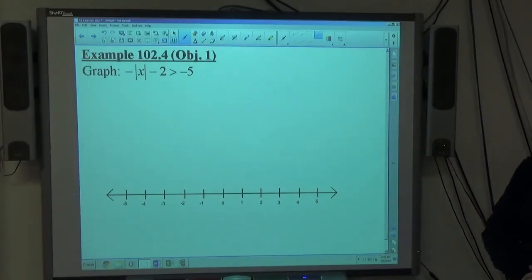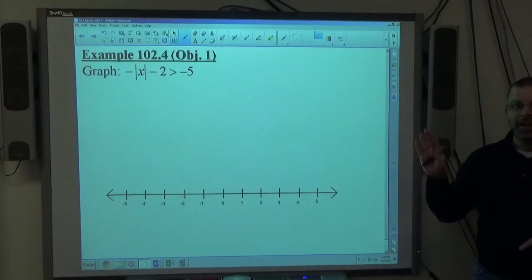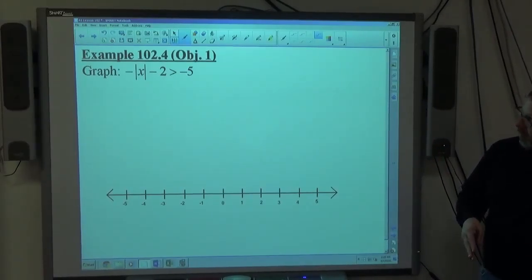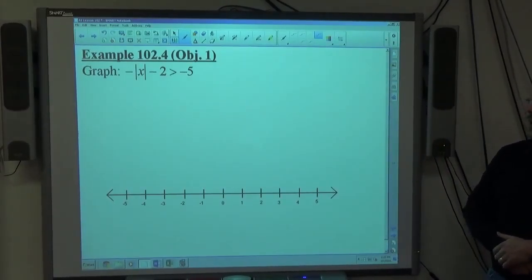Example 4, it says example 6 in your sheets because I forgot to change it off traffics before next year. Example 4: graph negative absolute value of x minus 2 is greater than negative 5.